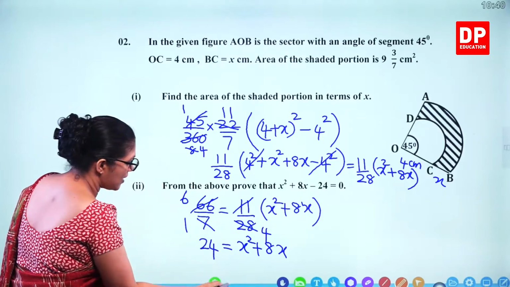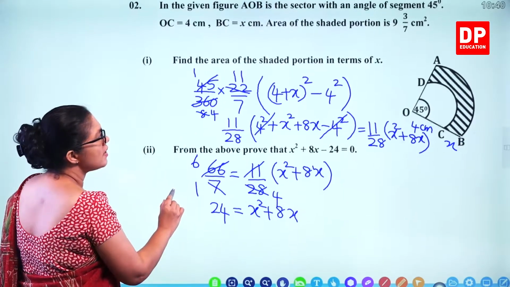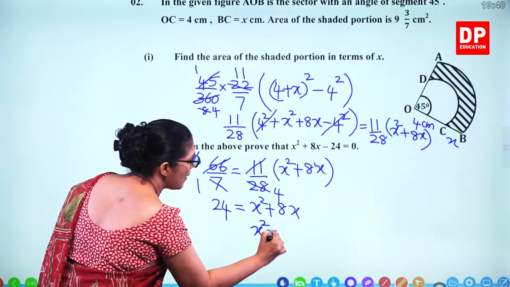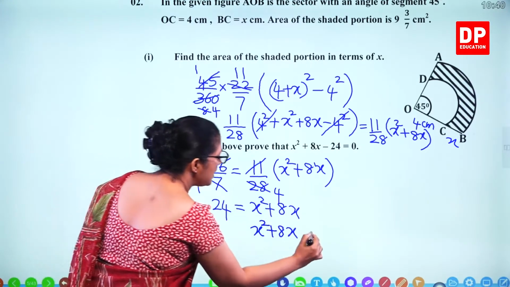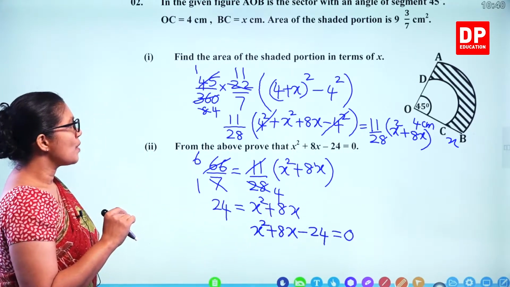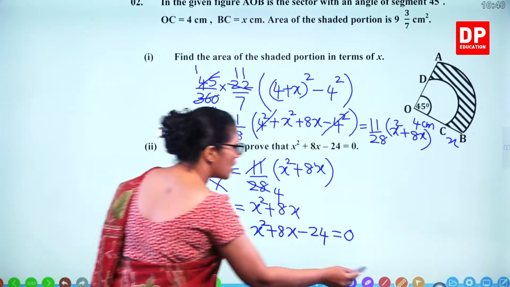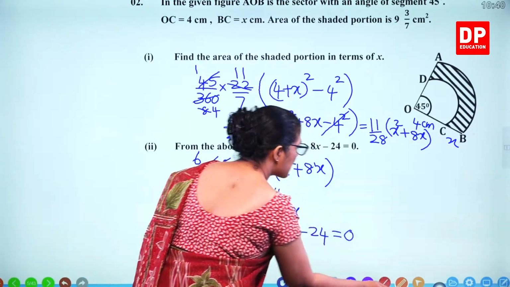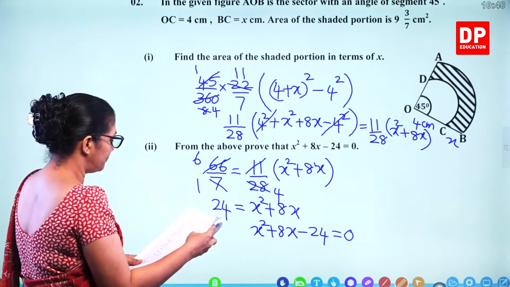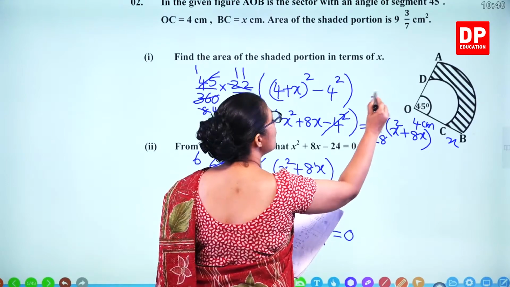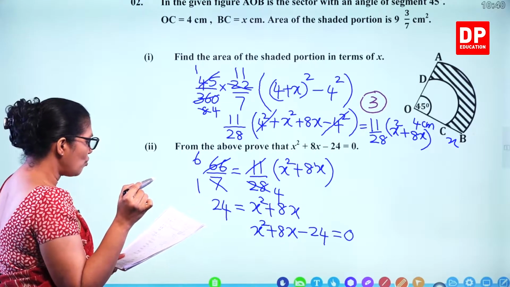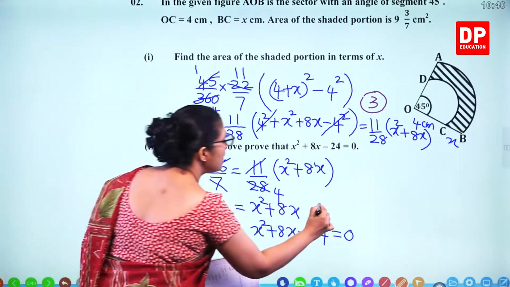Now can you see we are getting the equation. So take all terms to one side. You get x squared plus 8x minus 24 is equal to 0. So we got the equation. So how many marks for these two steps? So you are getting 3 marks for proving that and 2 marks for this part.